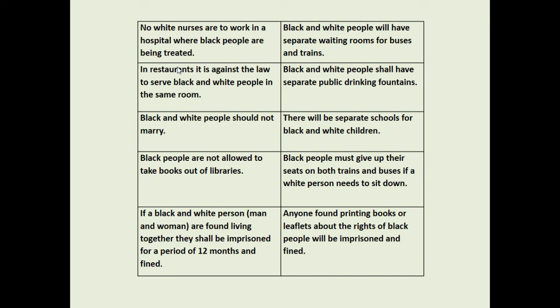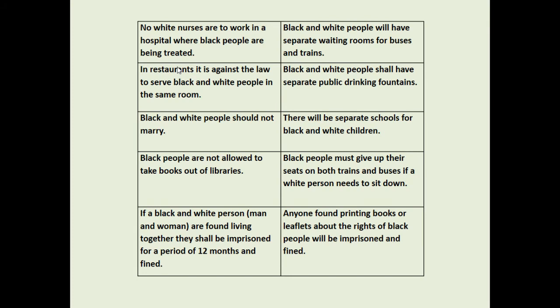In restaurants, it's against the law to serve Black people and white people in the same room. Now, it doesn't mean that Black people can't go to the restaurant. That just means they are going to be segregated. Black and white people should not marry. So that means if they fall in love, they cannot get married. It will be illegal and they will be sent to prison.